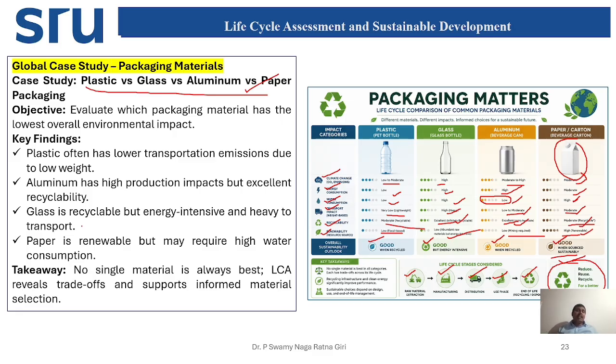Glass is a highly recyclable material, but it is highly energy intensive. Copper is renewable, but may require high water consumption because it absorbs more. No single metal is always the best. LCA reveals the trade-offs and supports informed material selection based on combinations wherever possible. These are some of the inputs given for the case study on packing materials, plastic versus glass versus aluminum versus paper packaging.